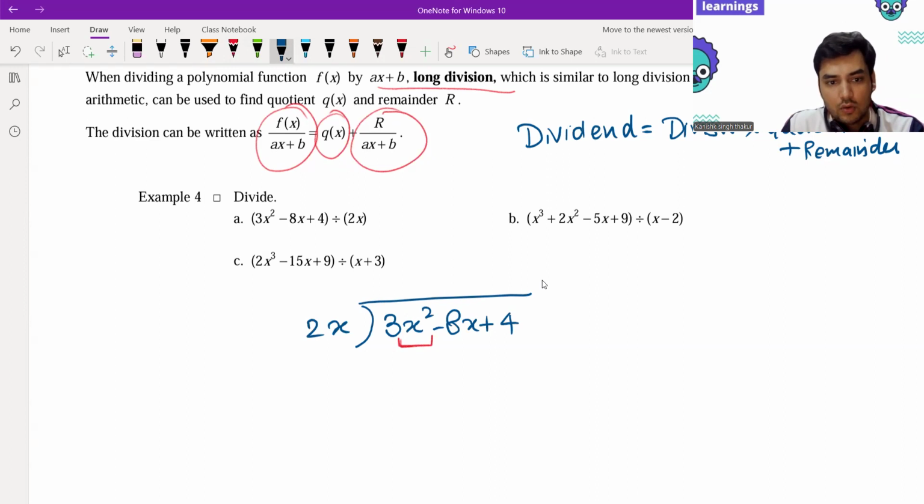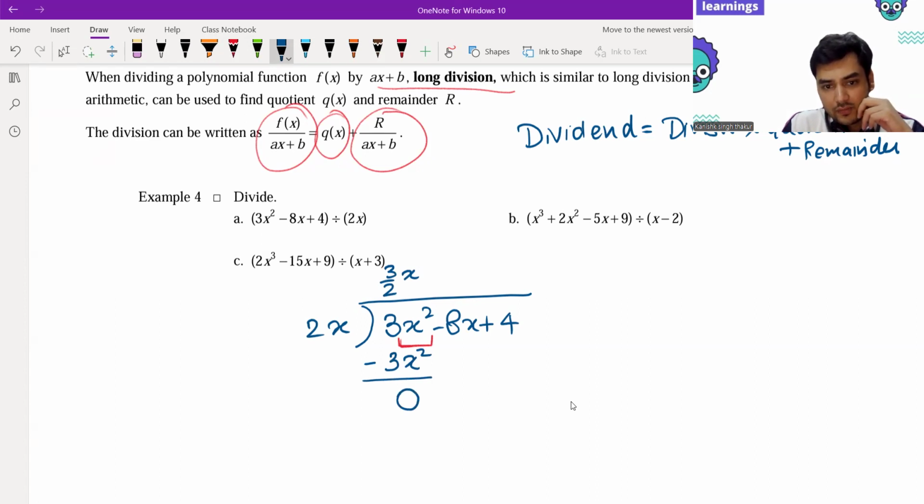How? See, 2x I have and I can see here the first term is 3, right? So I can multiply this by 3 over 2x, so that 2x times 3 over 2 will become 3x square, right? So I got 3x square here. Then I'll multiply by negative sign, so this will become 0, right?